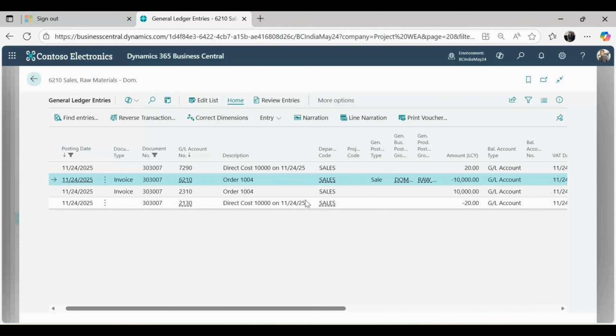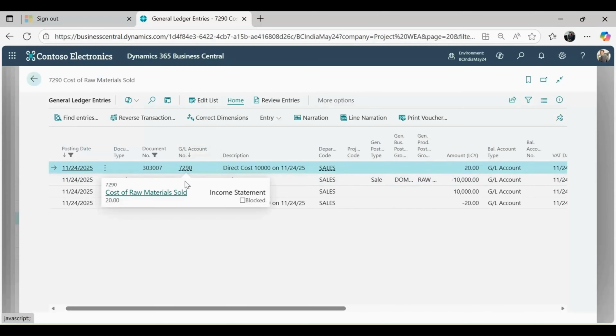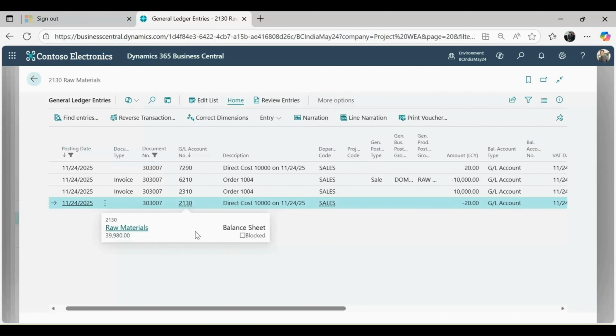In the second entry, our COGS account 7290 is debited by rupees 20. Then our inventory account 2130 is credited by rupees 20. This second entry is how Business Central calculates the cost of the item sold. It pulls the actual item cost from the item ledger and books it as COGS. COGS increases, which is an expense as per the P&L, and your inventory decreases. So this cost leaves the balance sheet. This is the moment when inventory cost becomes an expense.